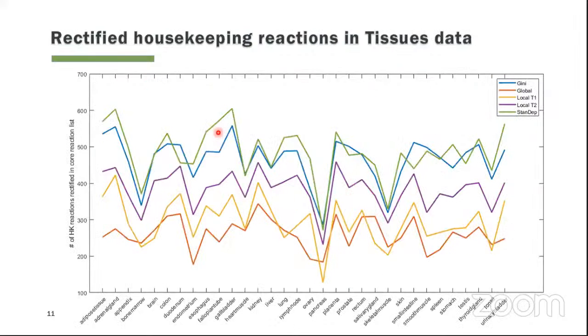Similarly, in the case of tissue data, StanDep performs better in recovering these housekeeping reactions. So what we can finally say is this: both StanDep and local Gini were able to recover these housekeeping reactions comparatively better than any other thresholding methods, even though those housekeeping reaction expression values are low.